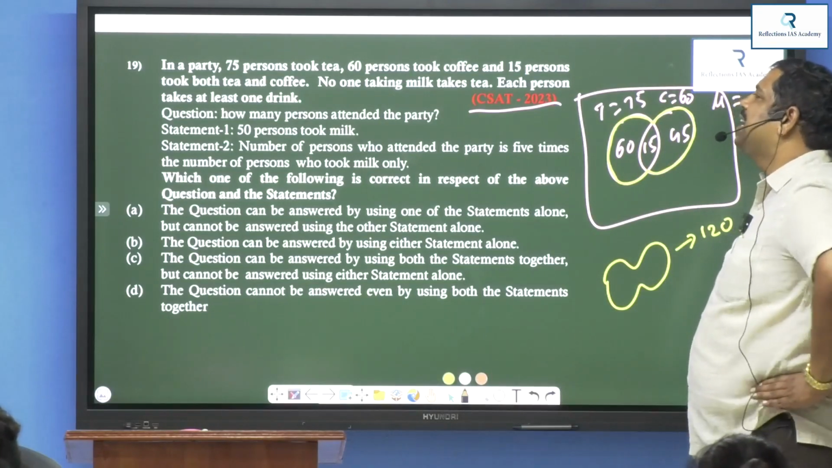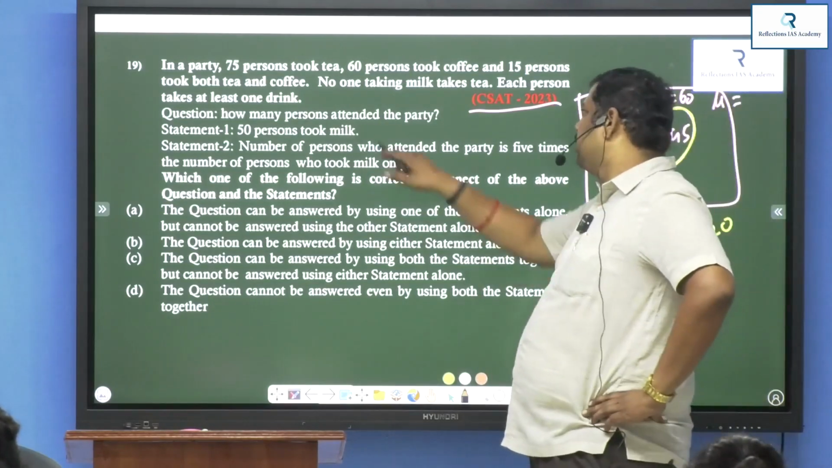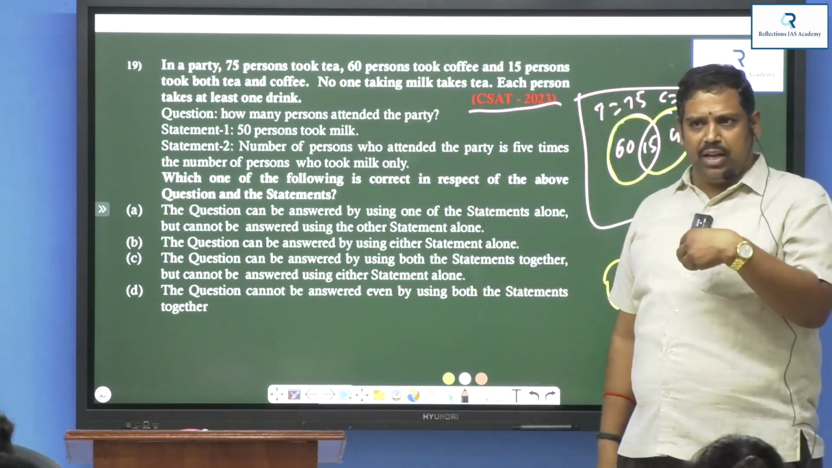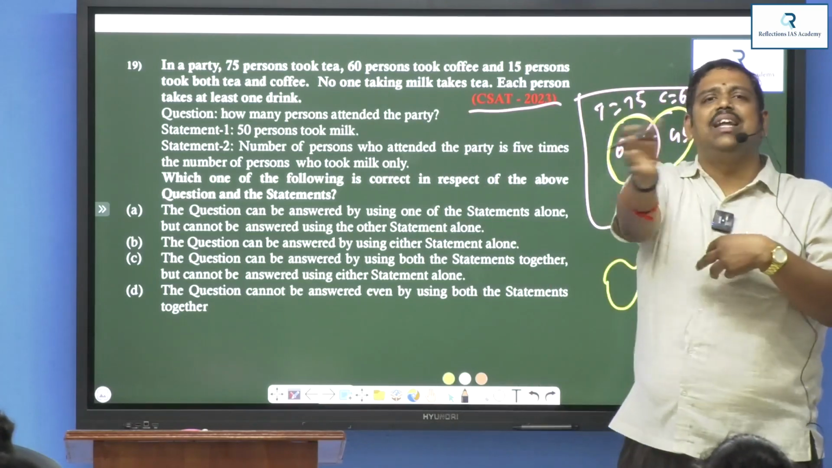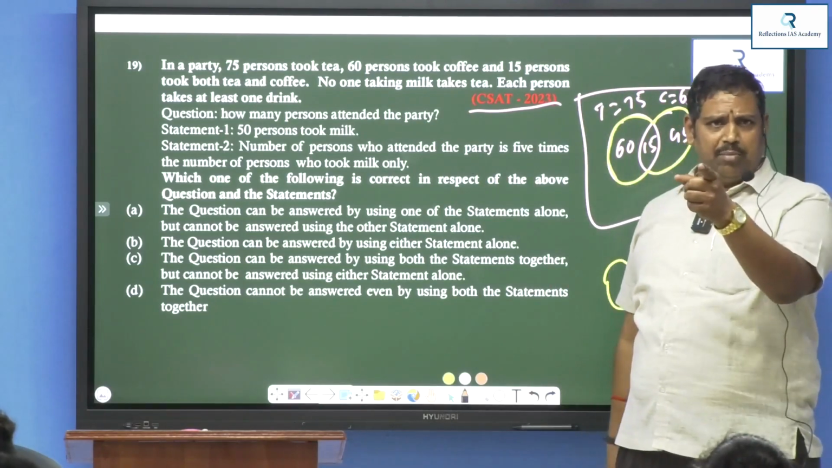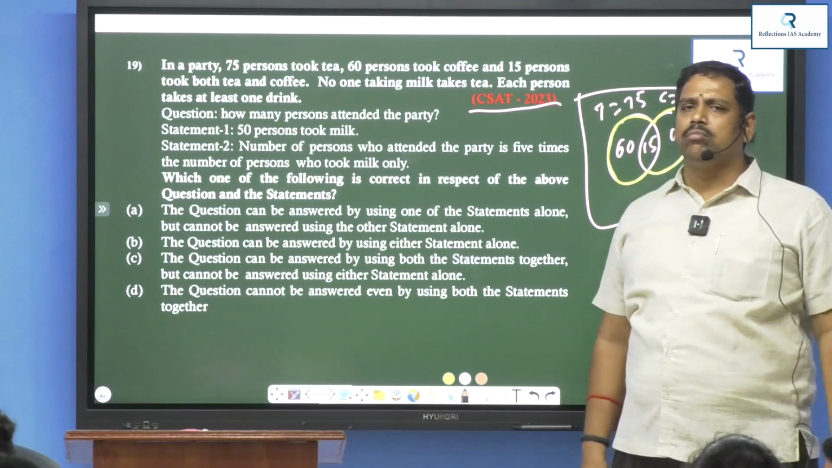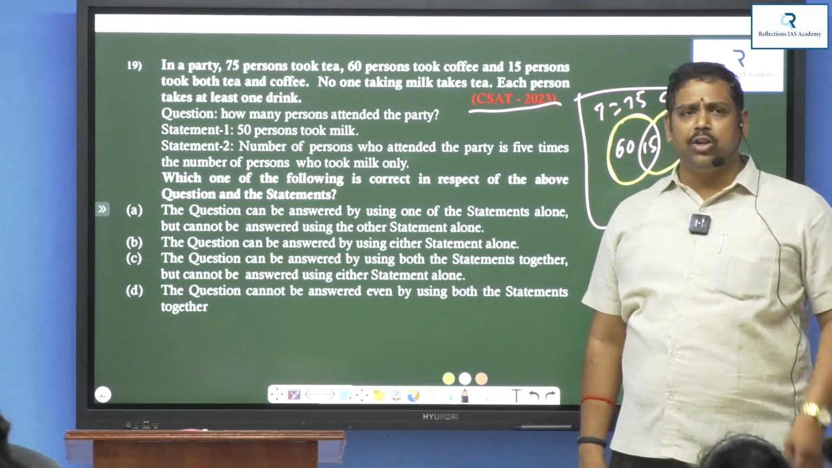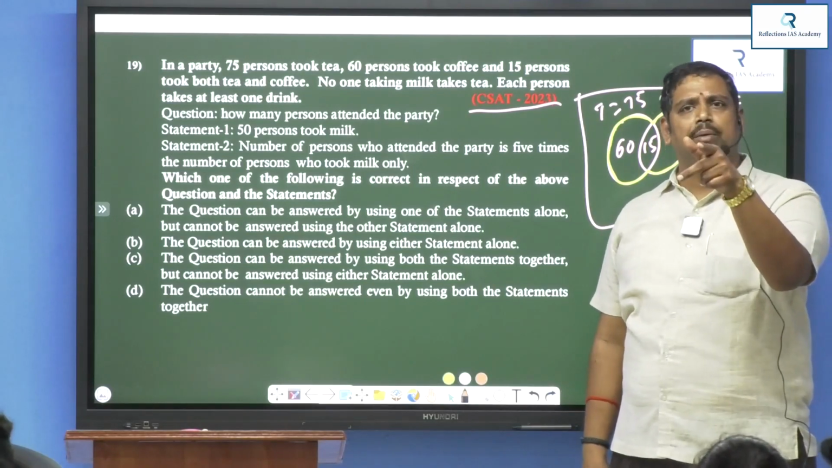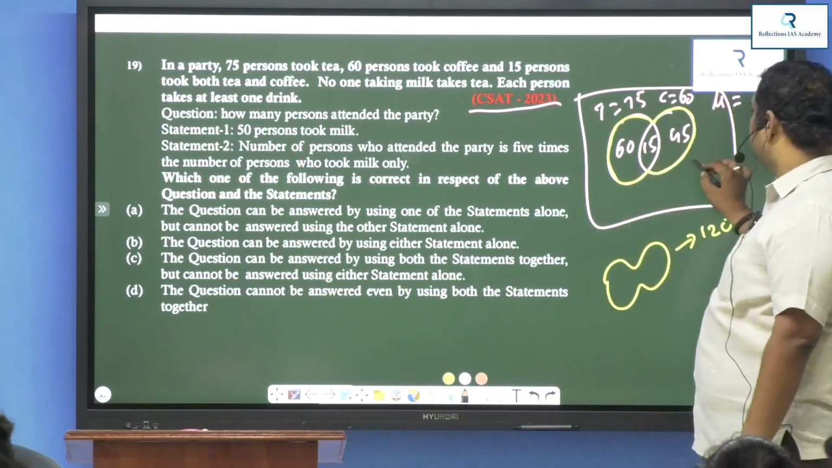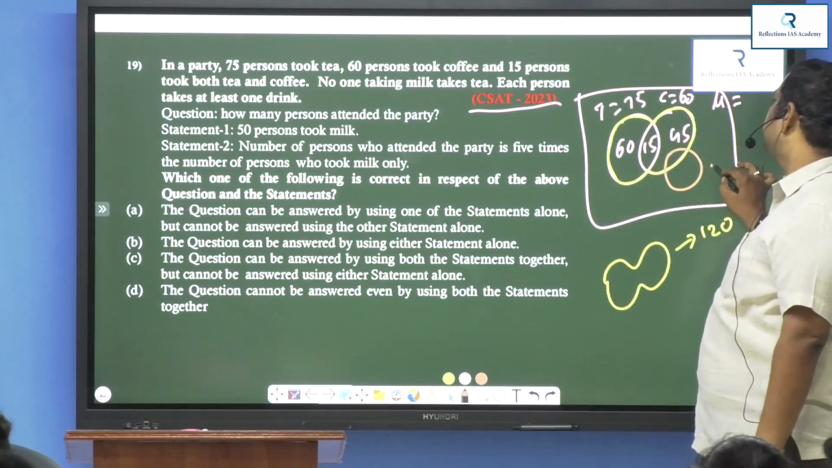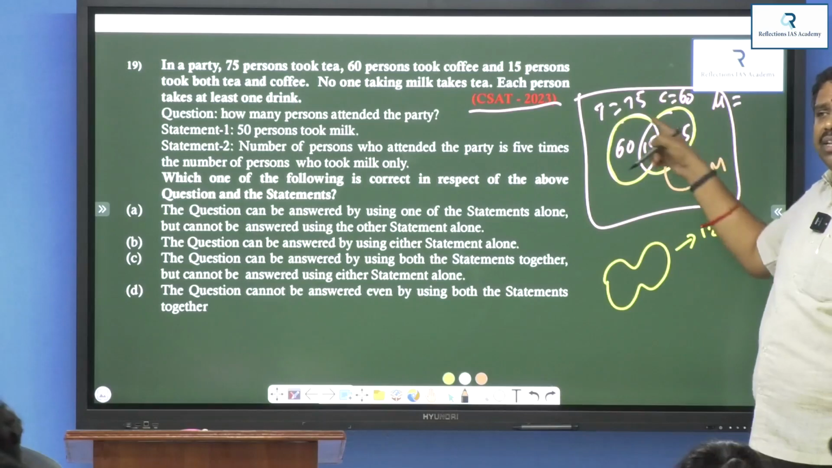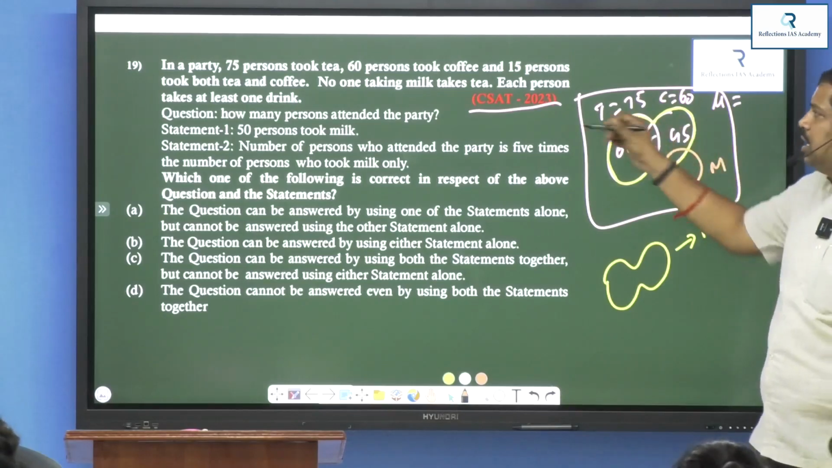No one taking milk takes tea. This is an important statement you have to understand. No one taking milk takes tea. Among the ones who are taking milk, no one takes tea. Means if you are having milk, you will not take tea. You will not take it, but you can take coffee. I am saying that you can take coffee. Okay. So this might be the milk. It will not have a relation with tea. You understand the meaning of this statement?